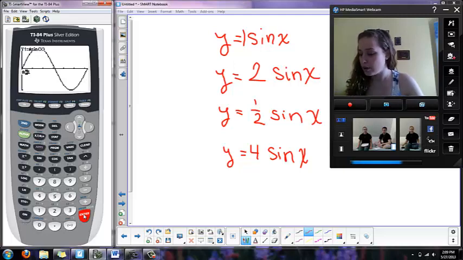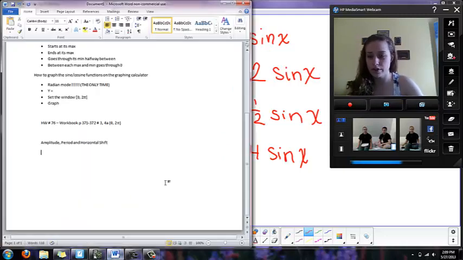Okay, so how is the graph y is equal to sine x affected? It's changing the height. Okay, so let's type this out. Let's type out what we figured out.